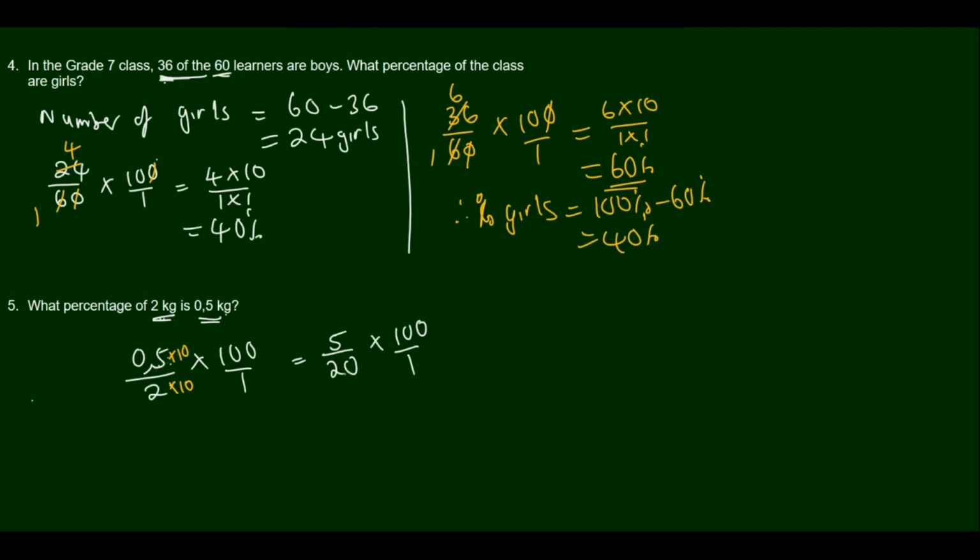Now, we have a nice fraction here that we can work with. So we divide by 10, divide by 10. Then 2 into 2 is 1, 2 into 10 is 5. And then what are we left with? We're left with 5 times 5 over 1 times 1, meaning that 0.5 kilograms is 25% of 2 kilograms, 25%.